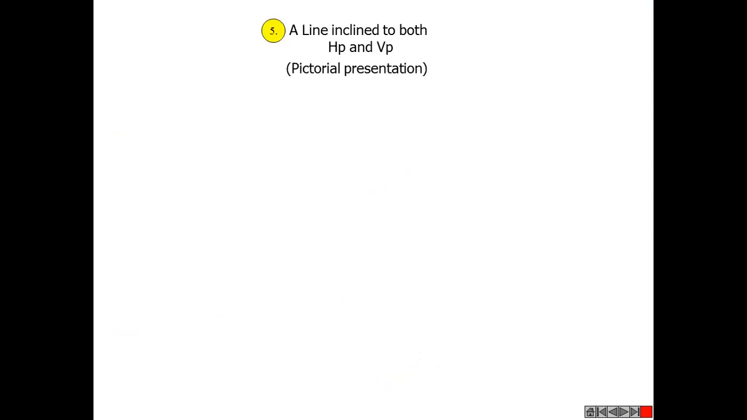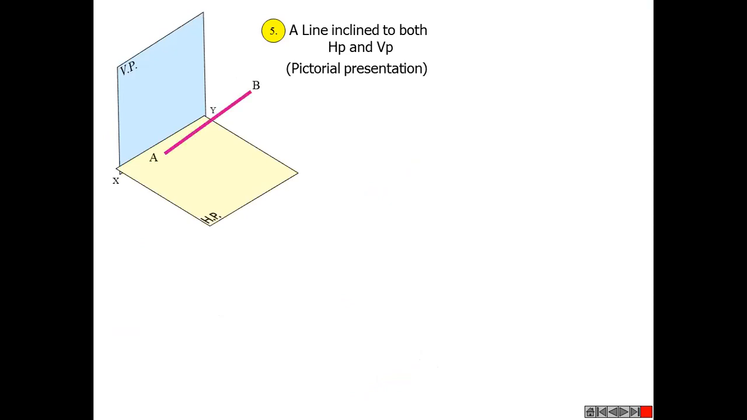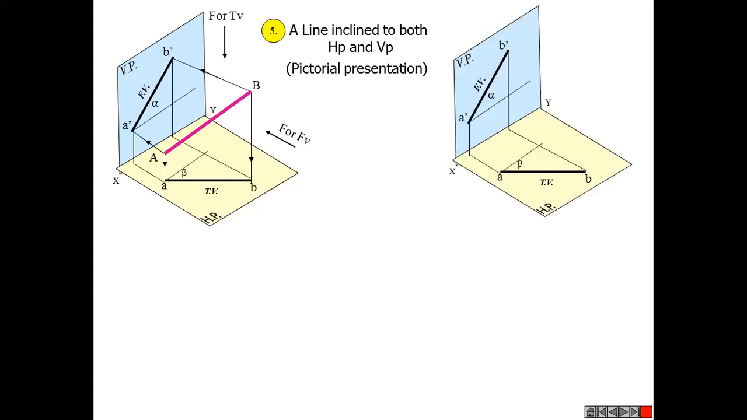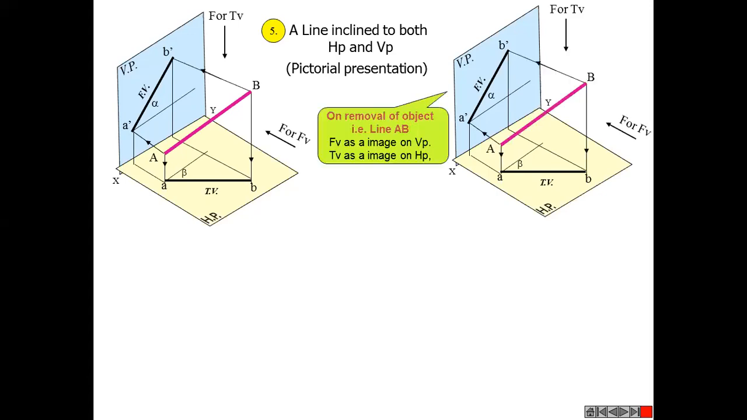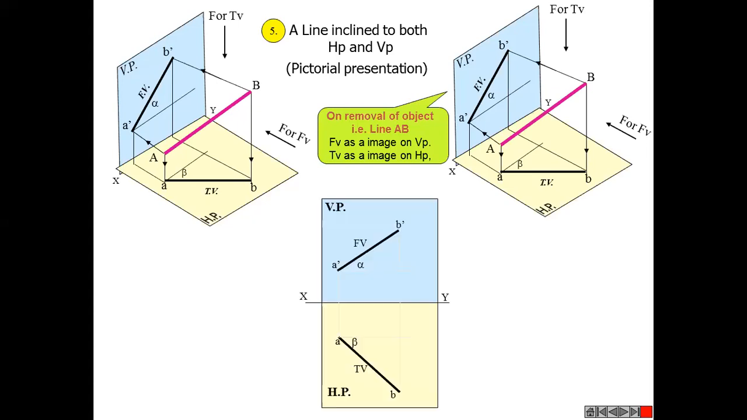Okay, now a line inclined to both HP and VP. Now carefully just follow this. We have seen how to draw this. This is inclined to both HP and VP. Okay, so this is the view and it is not the actual inclination, it is not parallel to VP. So we will have that alpha, and here we will get beta, because it is not parallel to any of the planes. So this is the pictorial representation of the same angle. On removal of line AB, you will get this image. This is the final answer.